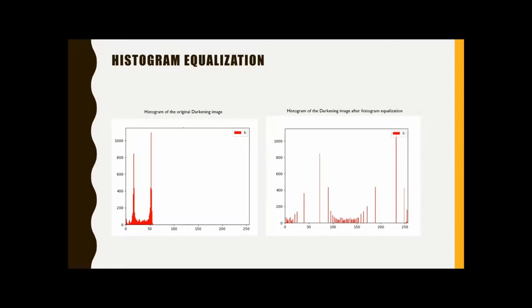As you can see from the left figure, this is a histogram of an original darkened image in the challenge level 3 dataset. You can see all the pixel intensities are concentrated in the 0 to around 52 level, so the histogram is pretty unbalanced. But after we apply histogram equalization, you can see the pixel levels are distributed across the entire color level.